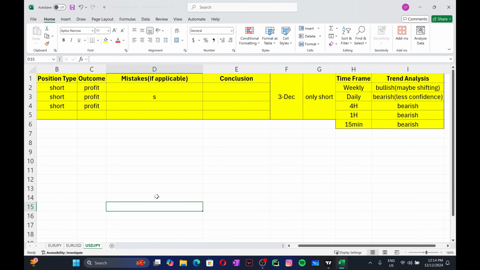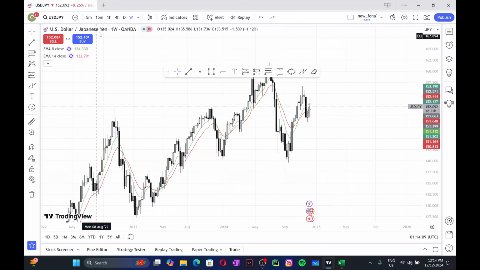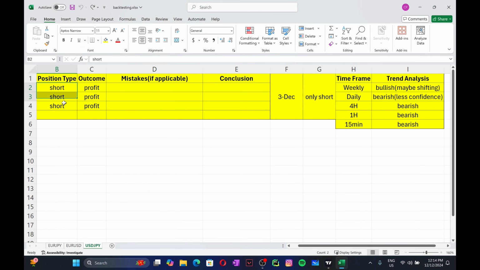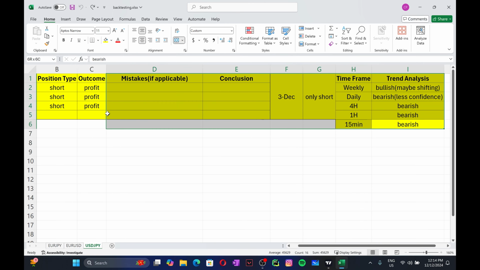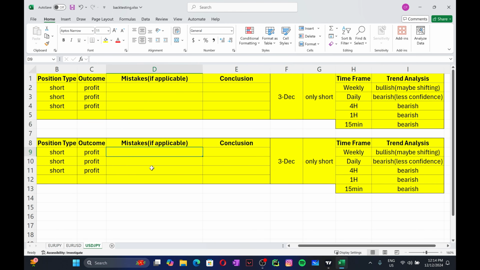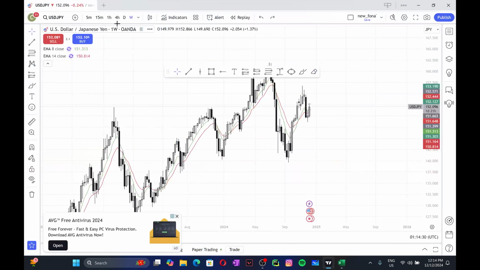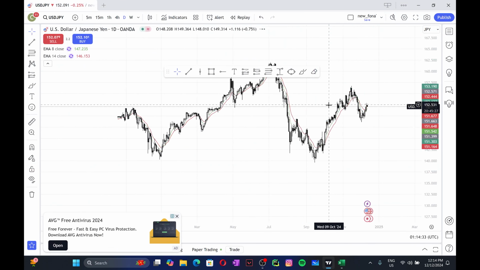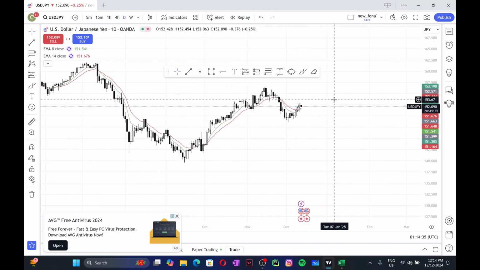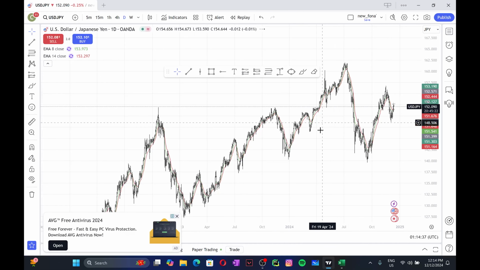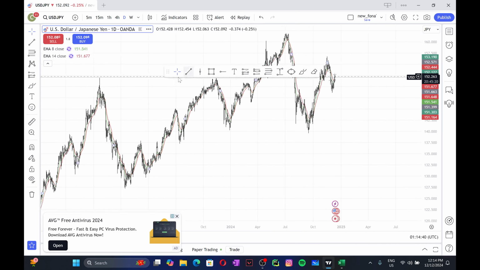Right, so we're on USD JPY. I'm gonna copy paste this, and now we're gonna start off by doing this analysis. So this is gonna remain bullish, and in the daily time frame this is going to be okay. I think it should be bullish in the daily time frame as well, because it's overall kind of increasing.